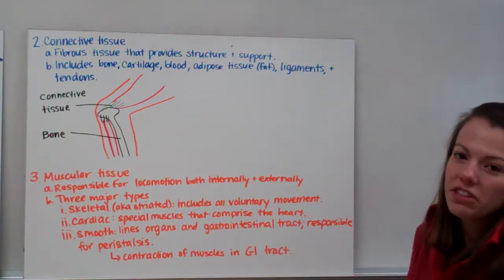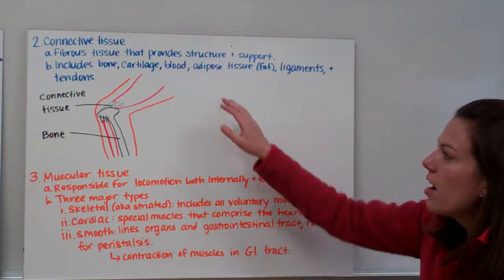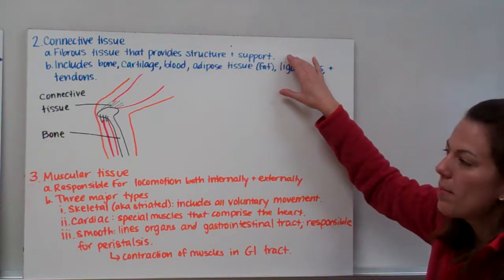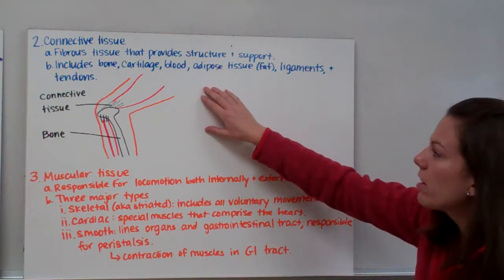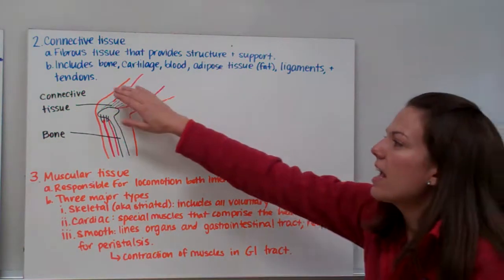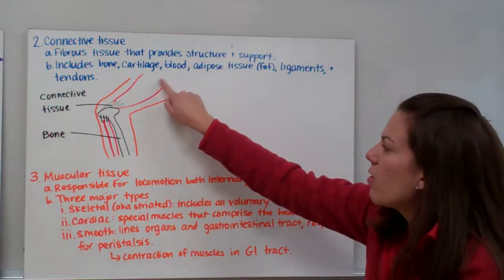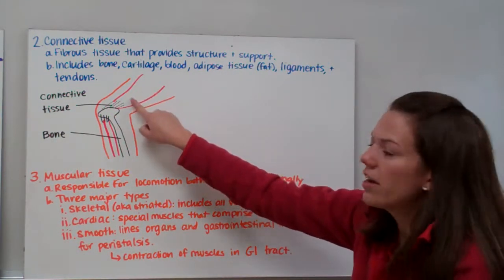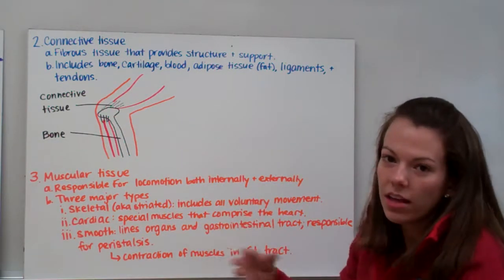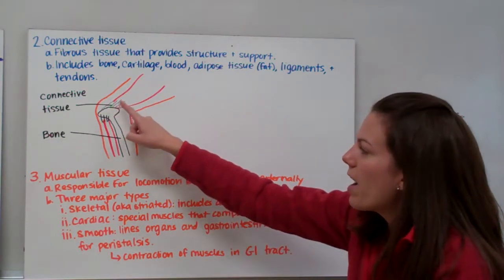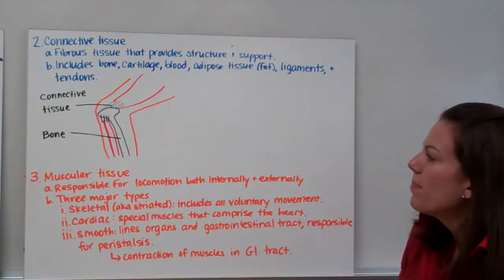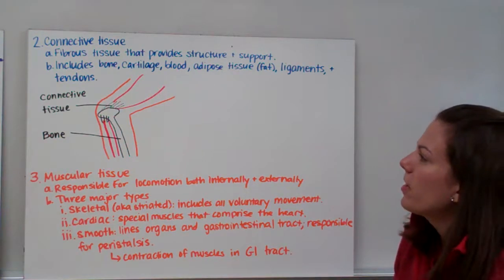Next, we have connective tissue, and you're probably familiar with this. Connective tissue is a fibrous tissue that provides structure and support in the body. It includes bone, cartilage, blood, adipose tissue, which is also known as fat, ligaments, and tendons. The red structure right here is muscle, and muscle is connected to bone by connective tissue so that it can move the bone. So connective tissue is kind of the bridge between muscle and bone. So that's just one example of connective tissue.